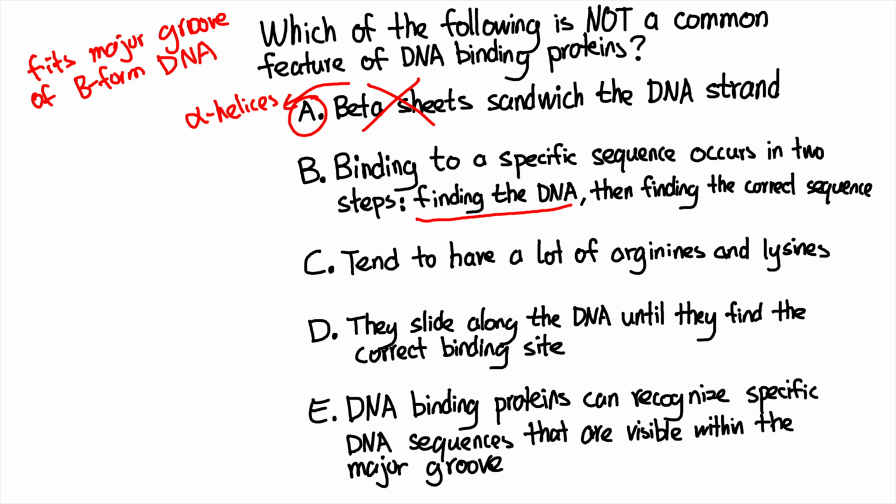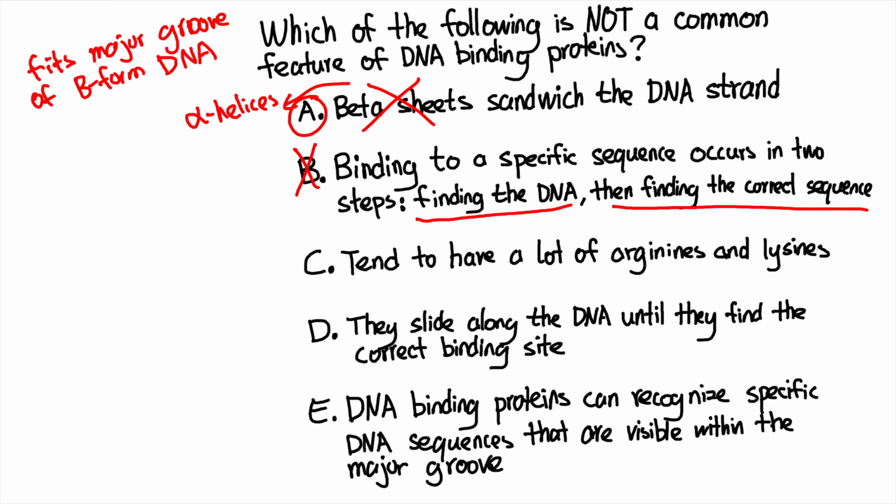And second, it's going to perform a 1D search by sliding along the strand until it chemically recognizes its target sequence, and that's step number 2. So that's how DNA binding proteins work in general. So this one wouldn't be correct.